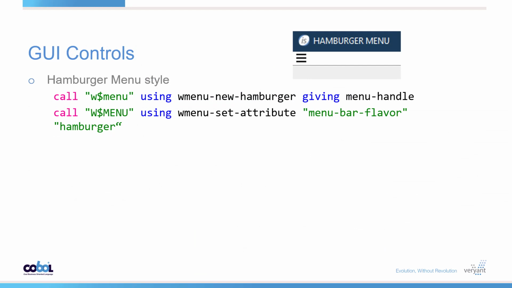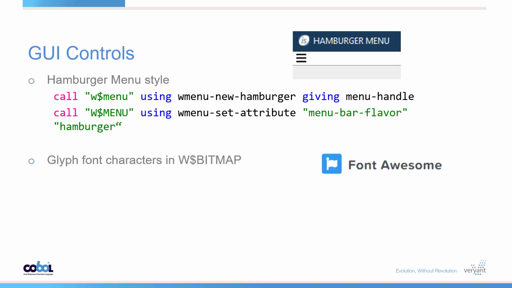As always, there have been GUI control enhancements. The hamburger menu style has been added to fit the width of a smaller screen. $bitmap can now use glyph font characters. A glyph is a design of a certain character, and in 2020 R2 you can load a font such as Font Awesome and use the Unicode value of its characters as you would an icon, a JPEG, or a PNG. We're going to see that in the demo.